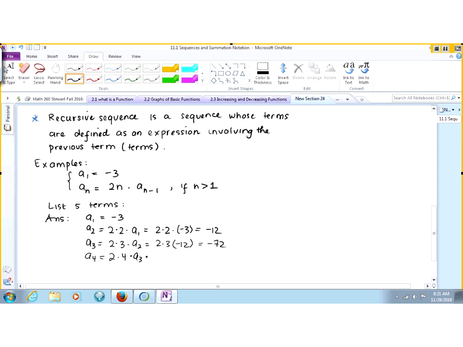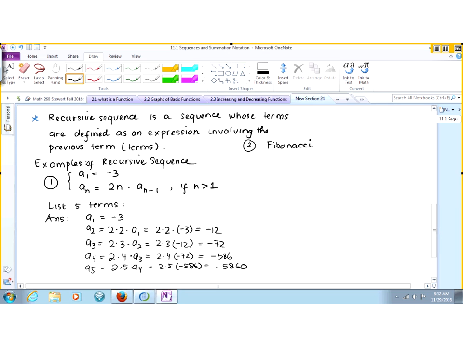What is A4? 2 times 4 times A3. So 2 times 4 times -72. So 8 times -72. What is that? -576? All right. So it's getting bigger. What about A5? 2 times 5 times A4. So 2 times 5 times -576. So this is -5760. So this is an example of a recursive sequence. All right. Do you remember the Fibonacci sequence? What is the Fibonacci sequence? So these are examples of recursive sequence. So number 2 is the Fibonacci sequence.